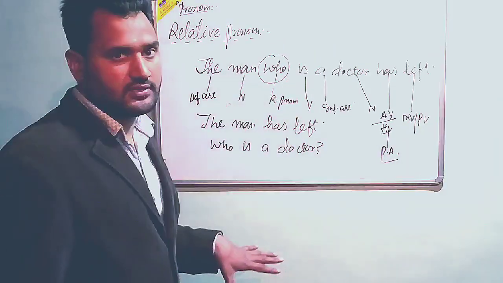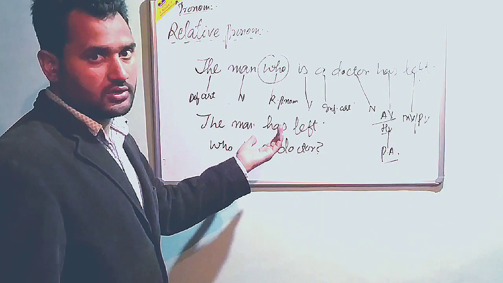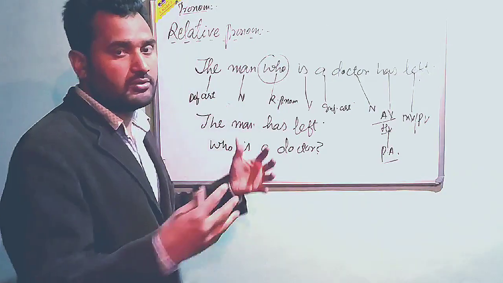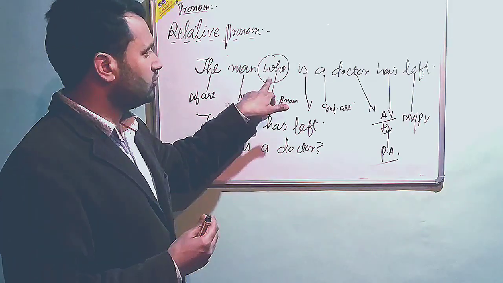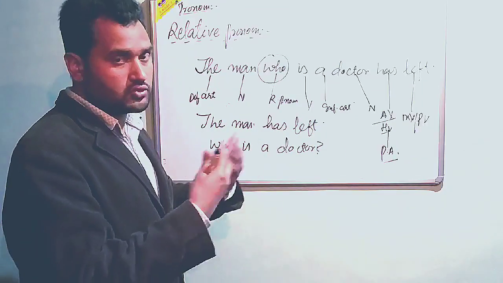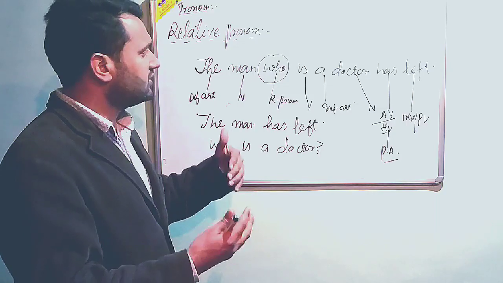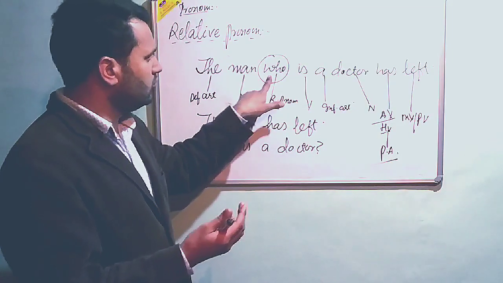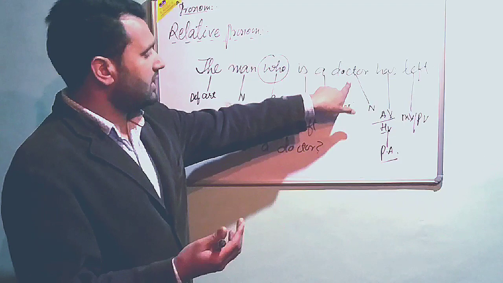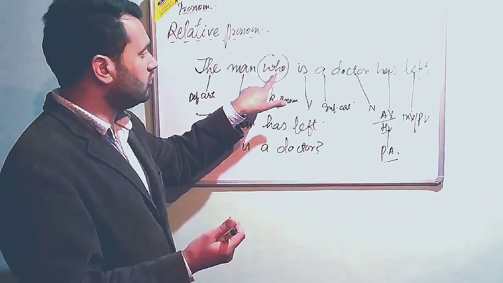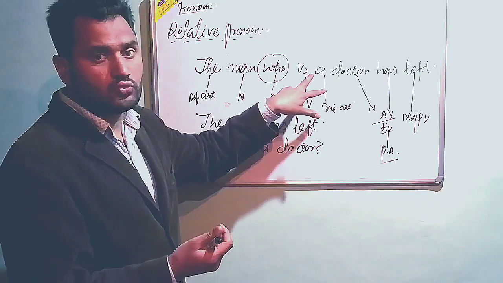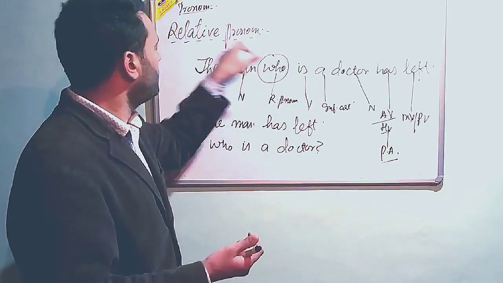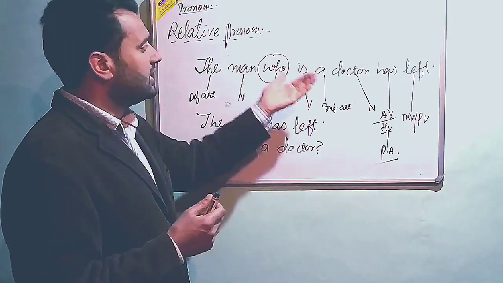These are actually the two sentences which have been combined to form a single sentence, and the two sentences have been cemented by a particular word. The word is who. So who is relating the two parts of the sentence, and since it is relating, it is relative. Since it is a pronoun, because for doctor, who has been used, who is a pronoun. So its purpose is to relate the two parts of the sentence.